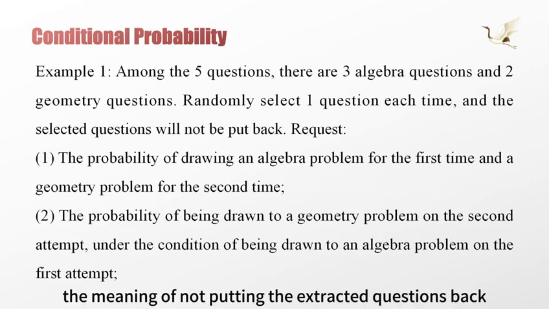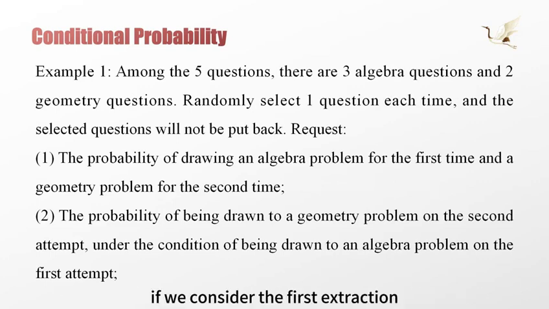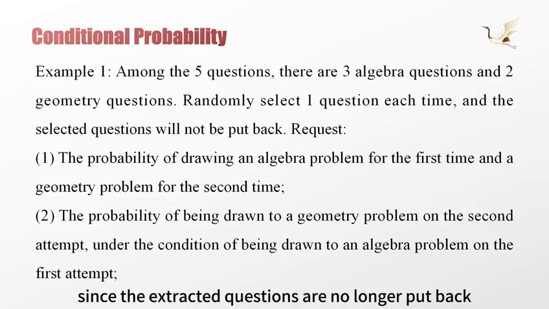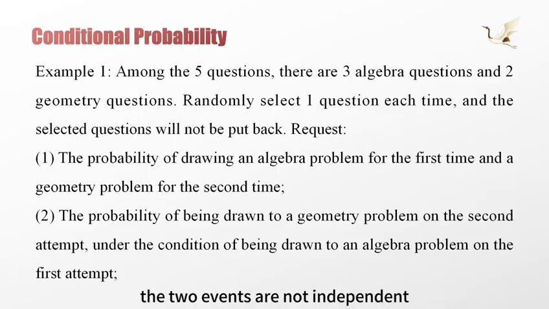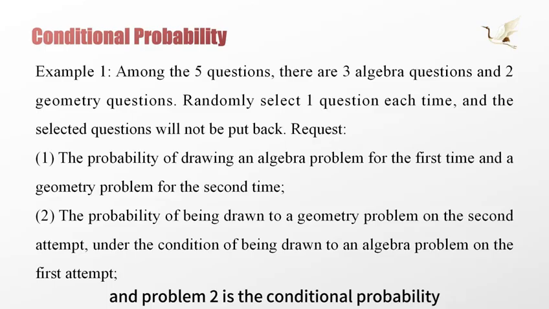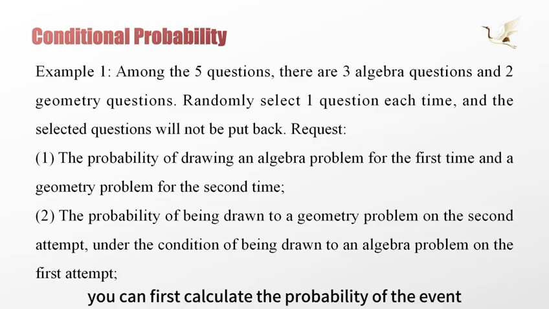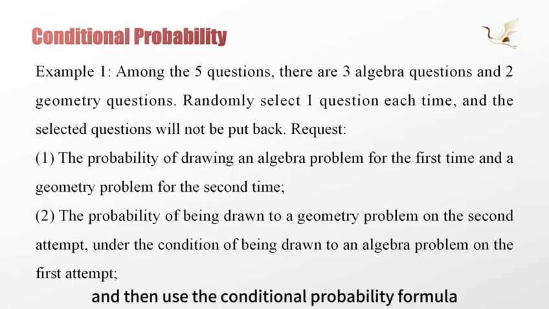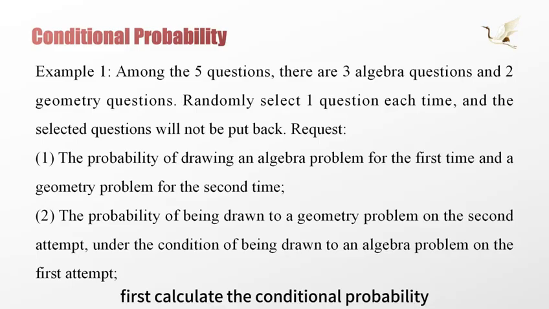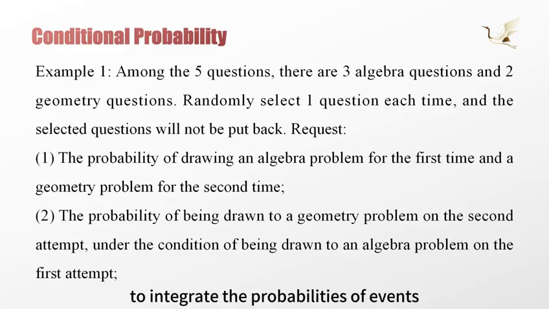Not putting the extracted questions back means that if we consider the first extraction to be an algebra problem and the second extraction to be a geometry problem as two separate events, since the extracted questions are no longer put back, the two events are not independent. So, problem 1 is the probability of the product event, and problem 2 is the conditional probability. You can first calculate the probability of the product event and then use the conditional probability formula to calculate the conditional probability. You can also first calculate the conditional probability and then use the multiplication formula to obtain the probability of the product event.